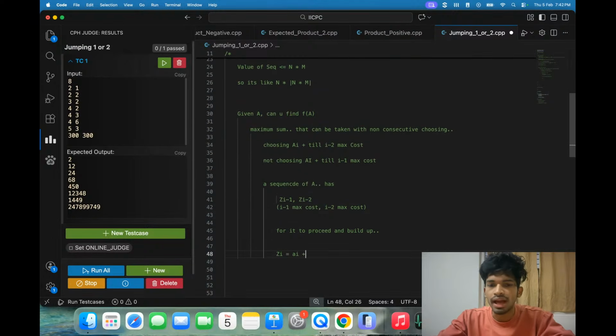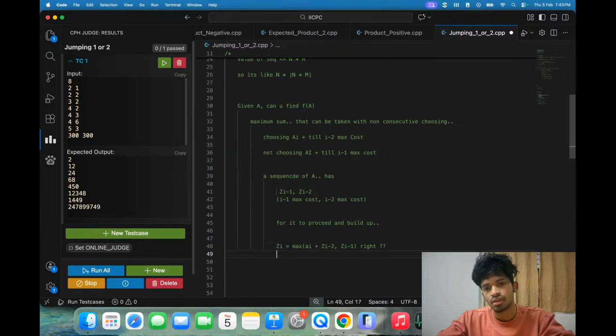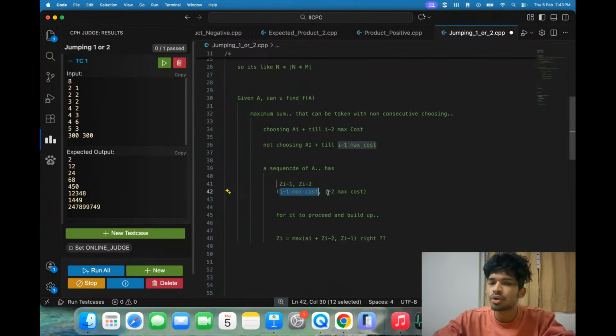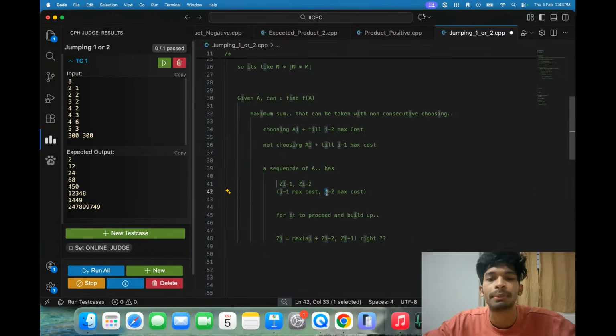dp[i] equals a[i] plus max of dp[i-1], dp[i-2], right? But it depends on both the values, because for a sequence that has this, you cannot just fix it by this value. It depends on both the values. But if you fix one value, the other value cannot be far apart, because if it is far apart, it is useless.